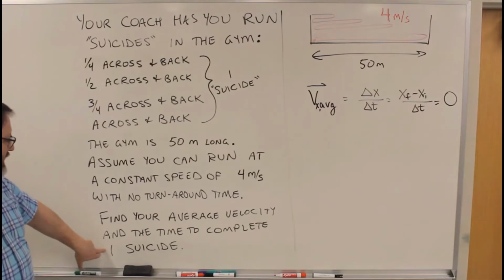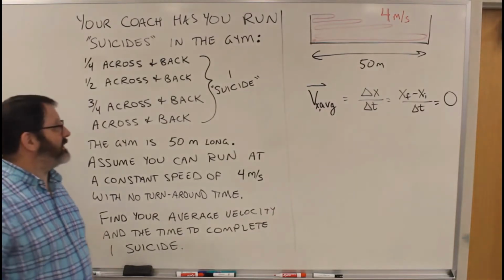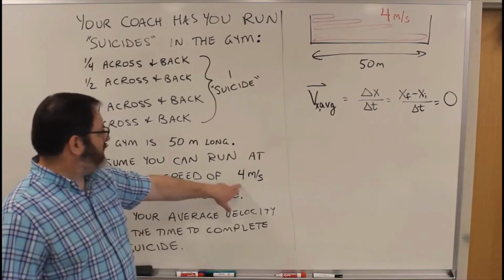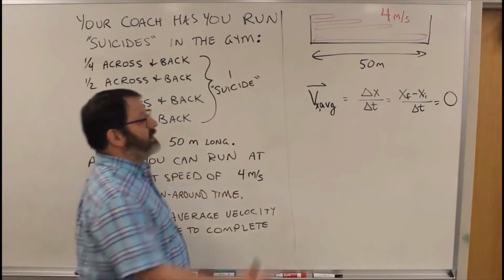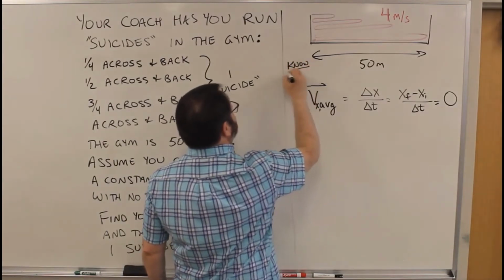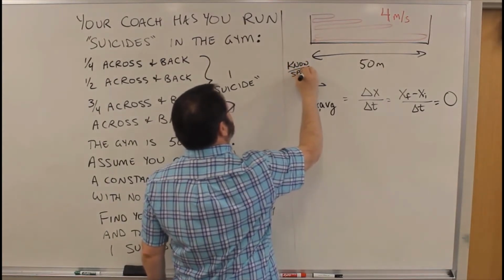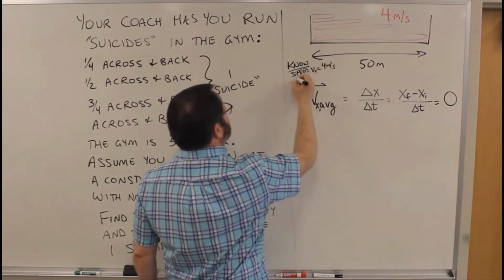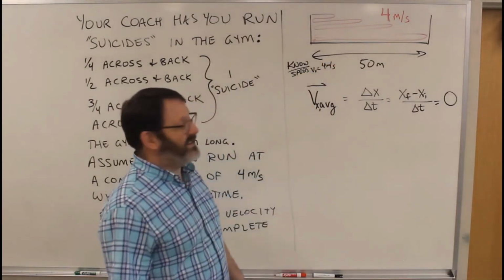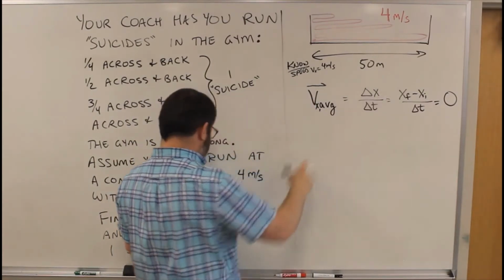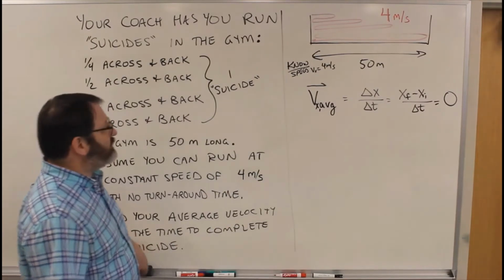That's easy. And now the time to complete one suicide. I know my average speed. I should have set this up before. So known speed, Vx is 4 meters per second. I didn't actually know what the distance is. And then my unknowns, this average velocity. I also want to find the time.